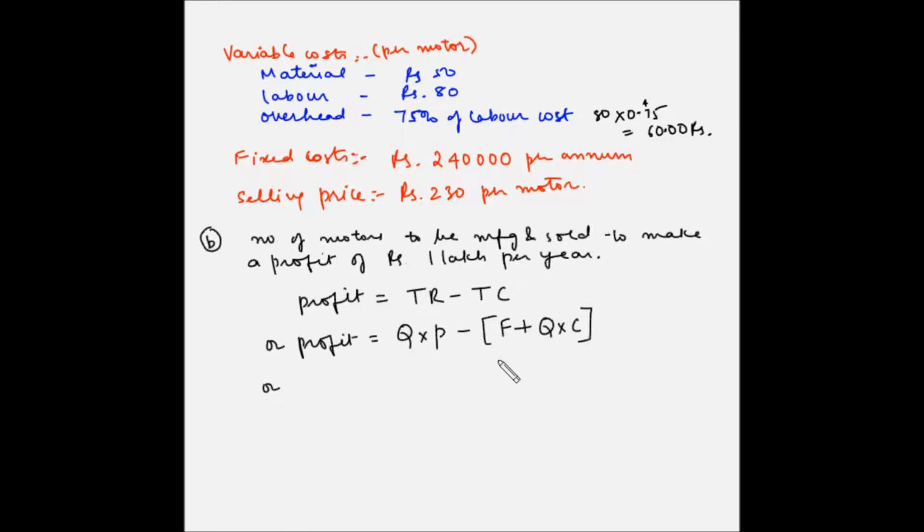Now let's substitute the values. So profit that is required is 1 lakh. Q is what we want to find out. Multiply by P, which is 230, minus F, which is 2.4 lakhs. Q is the variable, multiplied by C, which is 50 plus 80 plus 60, which is 190.